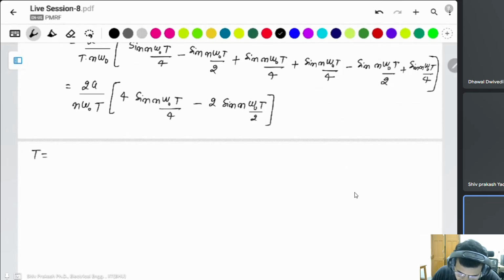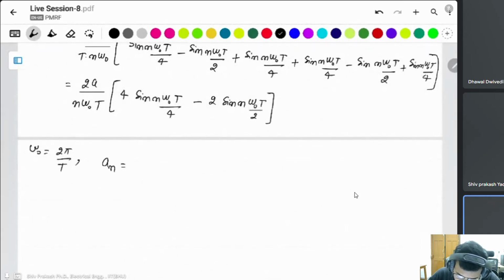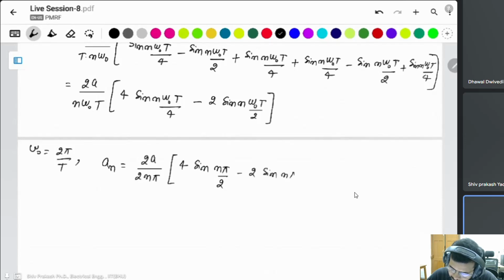We know that omega naught will be 2 pi by T. Then replace the omega naught, and this will be a_n. a_n will be 2A divided by 2 n pi, times 4 sine(n pi by 2) minus 2 sine(n pi).